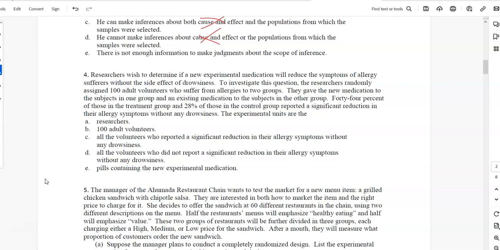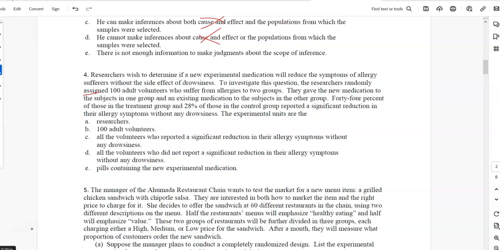Researchers wish to determine if a new experimental medication will reduce the symptoms of allergy sufferers without the side effects of drowsiness. Oh, be great. To investigate the question, the researchers randomly assign 100 volunteers who suffer from allergies to two groups. They give the new medication to the subjects in one group and existing medication to subjects in the other group. 44% of those in the treatment group and 28% of those in the control group reported a significant reduction in their allergy symptoms without any drowsiness.